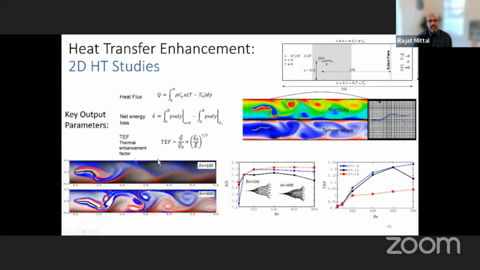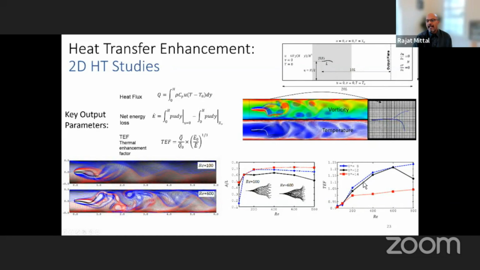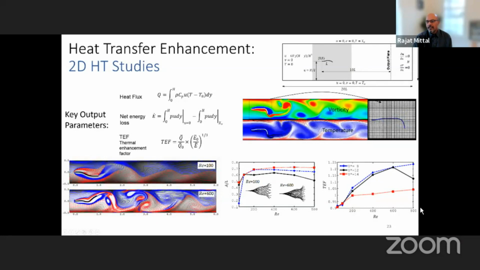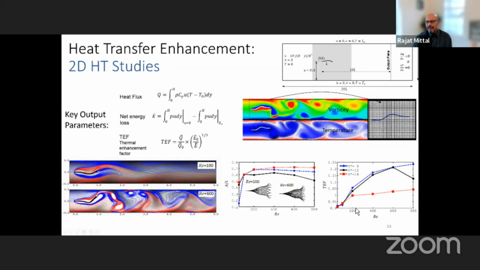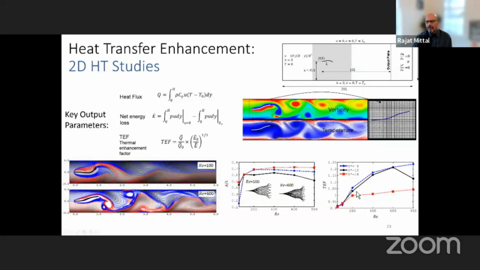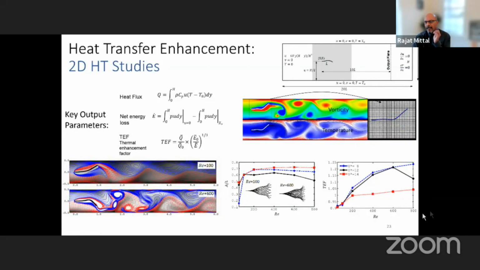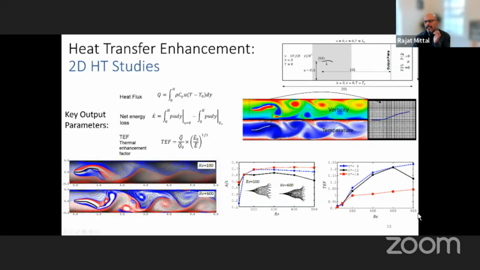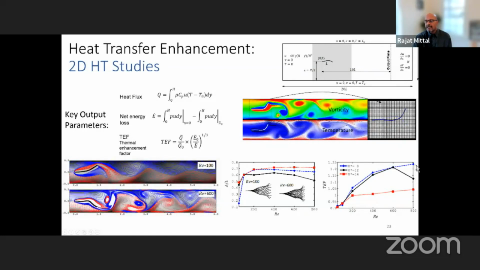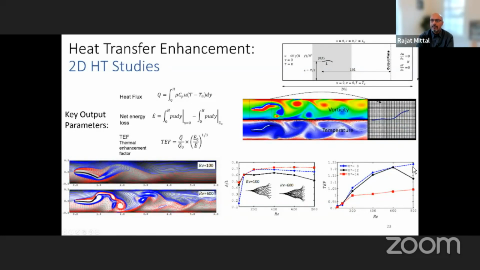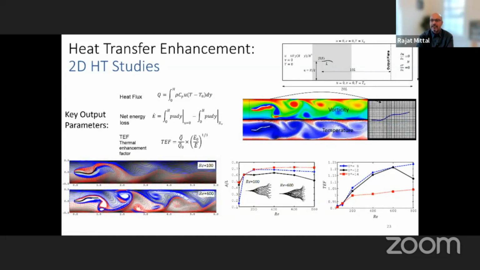So this is that thermal enhancement factor that I was talking about. You are seeing this for 3 different flags of different flexibilities as a function of the Reynolds number. And you can see that once our Reynolds number is above about 200, we start to get some improvement in the thermal enhancement factor. And by the time we get to a Reynolds number of about 800, for some of the flags, we can get almost a 25% increase in the thermal heat transfer efficiency.